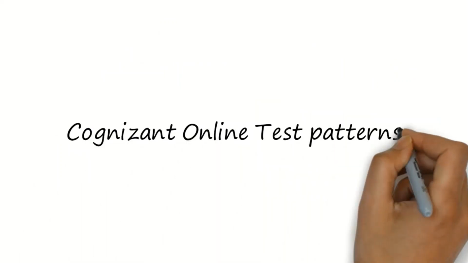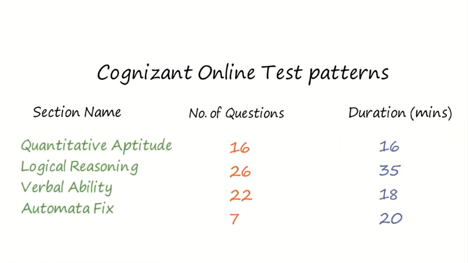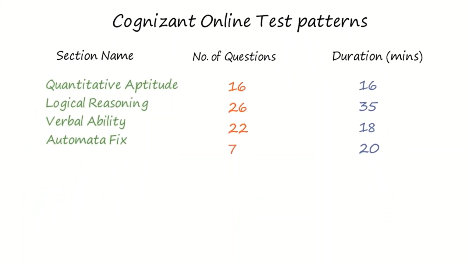Here is the CTS online test sectional details. As you can see, 1 minute is allotted to answer each of the quantitative aptitude questions, around 1 minute 20 seconds to answer each of the logical reasoning questions, less than a minute to answer verbal ability questions, and almost 3 minutes to answer each Automata Fix questions.